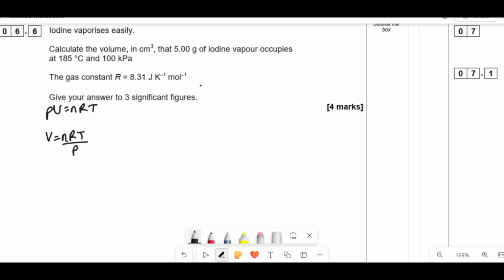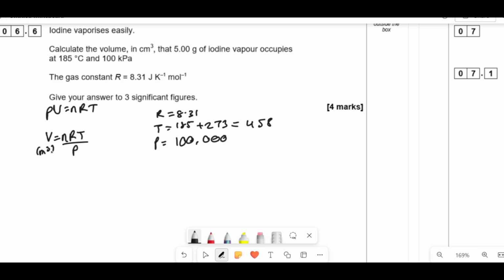So here we're going to list out what we have, but we don't have volume. That's what we want. We know R is 8.31. The temperature has to be in Kelvin, so we're going to have to do 185 plus 273, which is 458. And then we know the pressure, but it has to be in base units. It can't be kilopascals, it has to be just pascals, so 100,000.